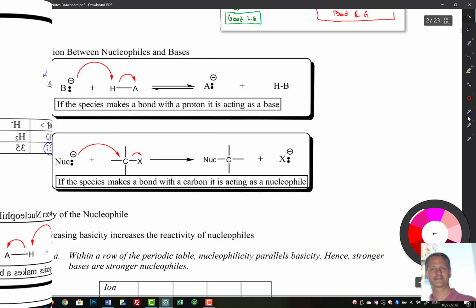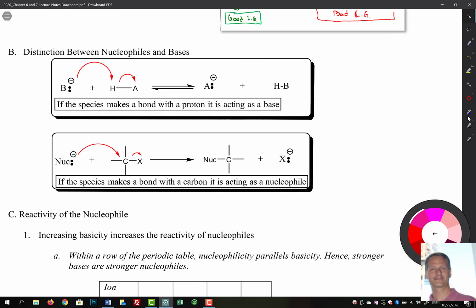So I want to talk briefly about this distinction between nucleophiles and bases. If we look at this first reaction up here at the top, here's a B minus. That B minus is your base. Notice it's coming over here and grabbing an H. If that species makes a bond with a proton, in other words, the B, it's acting as a base. Easy thing to remember. Now, if the species, and the species we're talking about is this guy here, makes a bond with a carbon, it's acting as a nucleophile. And that's how we can determine whether or not we're dealing with a base or a nucleophile.